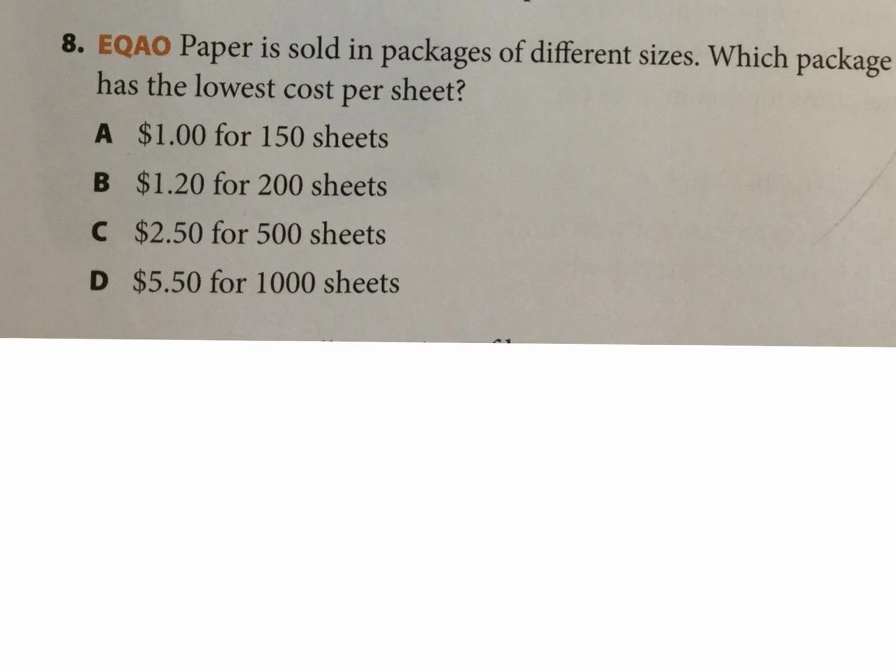So the question says, papers sold in packages of different sizes. If we don't have the same size, we can't compare the cost. We want to know which package has the lowest cost per sheet. So for one sheet, the first one is $1 for 150 sheets. How would I find the cost for one? Take the total and divide. So $1 divided by 150. What do we get? You guys do it for each one. Round it to 4 decimal places.